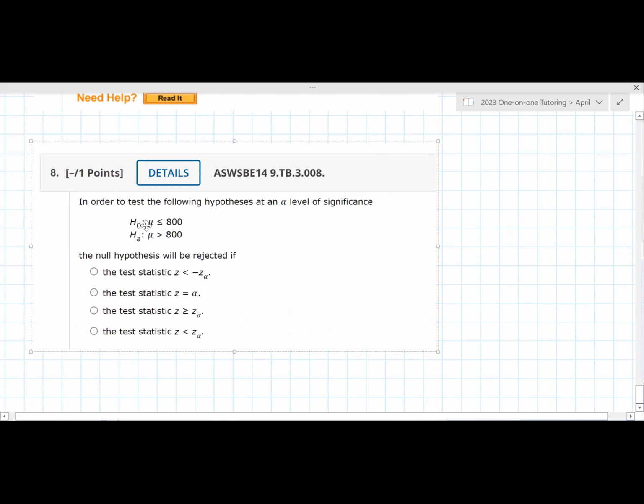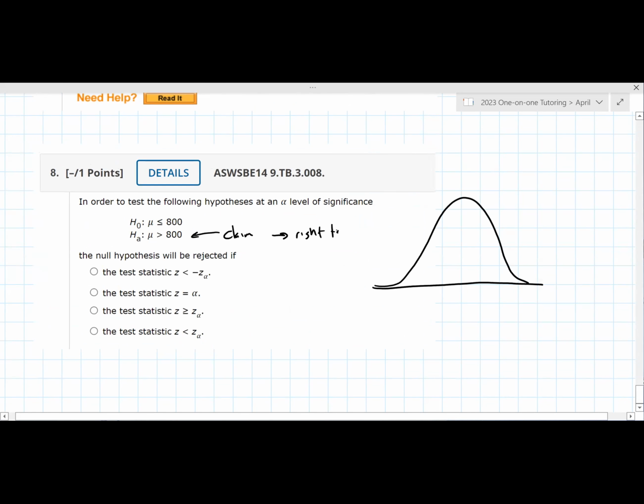Okay, so it says H0: mu less than or equal to 800. The claim here is that mu is going to be greater than 800. In terms of our normal distribution, whenever you see a greater than, that means right-tailed. So it's going to be over here to the right. You're going to calculate some z value and you're going to have a critical value right here. The right side is called the rejection region, and on the left here is the fail to reject.